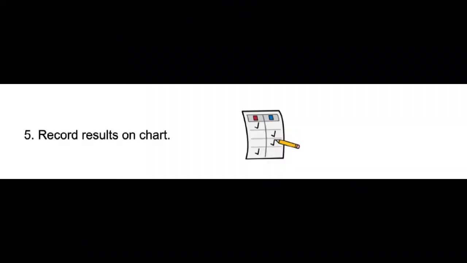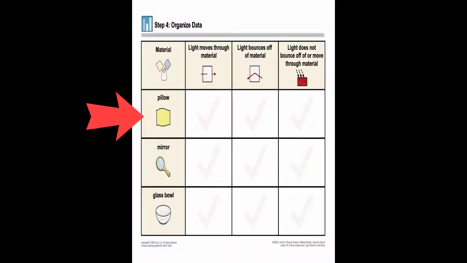Let's record our results on our data collection sheet. We are going to fill in this row. The pillow absorbed the light, so we will mark this space. Good. Now, let's move on to the glass bowl.